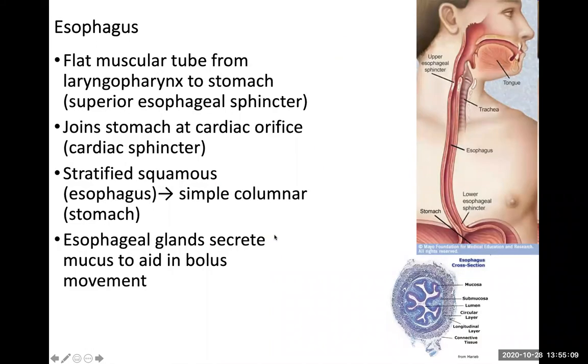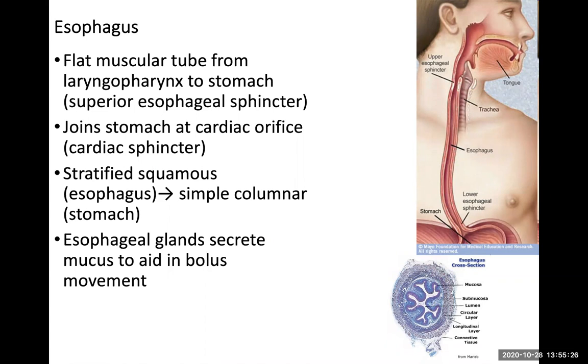Okay, and then the esophagus, characteristics of the esophagus that I want you to know. So this is a muscular tube that connects the mouth to the stomach. It's a passageway for food and water to go from the mouth to the stomach.